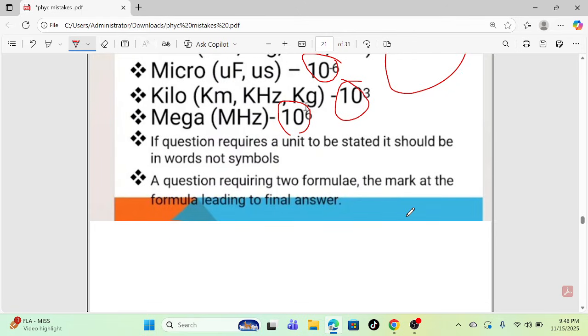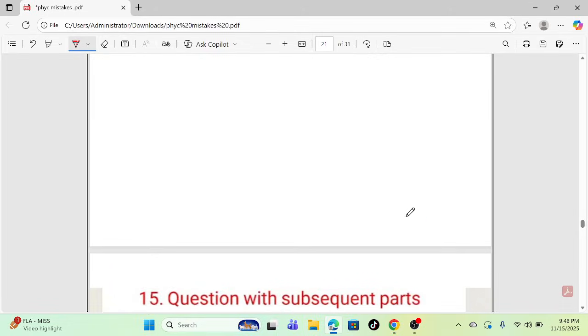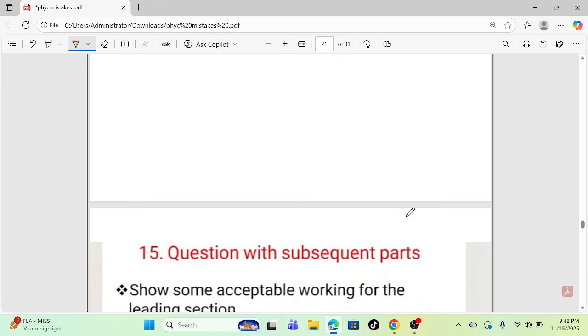A question requiring two formulas, they mark the formula leading to the final answer. For example, this question has 2 marks, but the question has 3 steps. So whatever is marked is the formula and the final answer. I think you understand. What am I telling you? If a question requires more than 3 steps and it has 2 marks, the first mark is for what? The formula and the final answer.